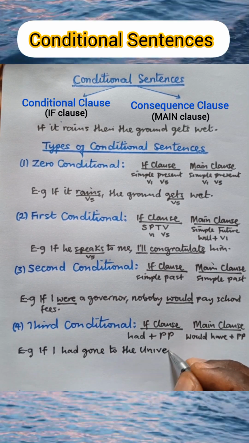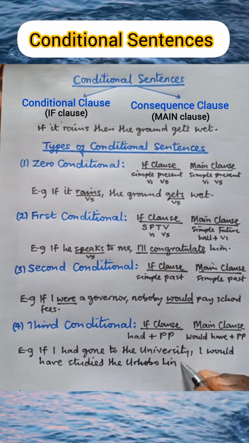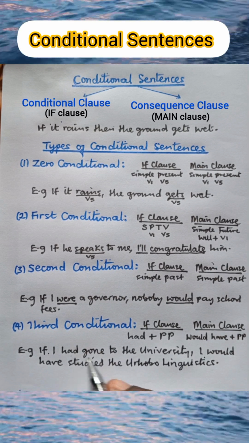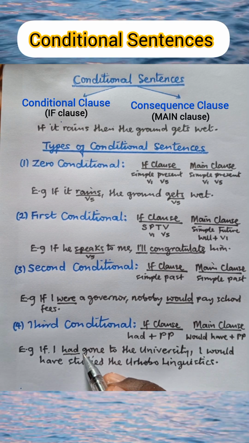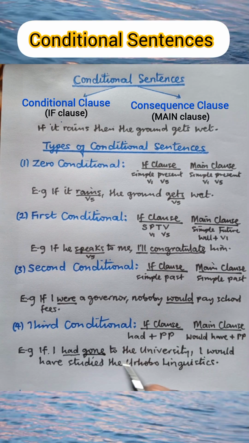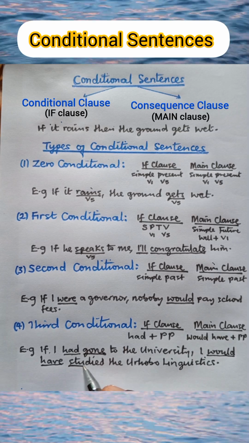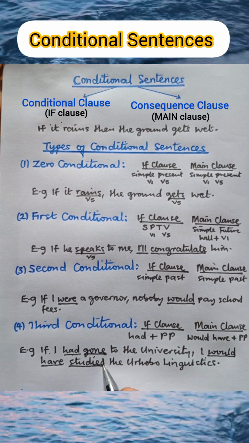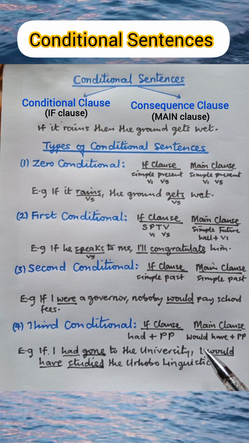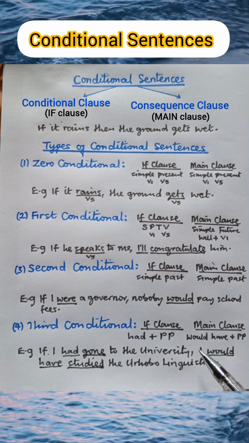If I had gone to the university, I would have studied Urhobo linguistics. Now look at the if clause. It contains the verb: if I had gone, had and past participle. And so the verb in the main clause is would have plus past participle. So what is required of you is for you to know the verbs used in the if clause and the main clause of each of the conditional sentences. Then you are able to answer any question on this topic.